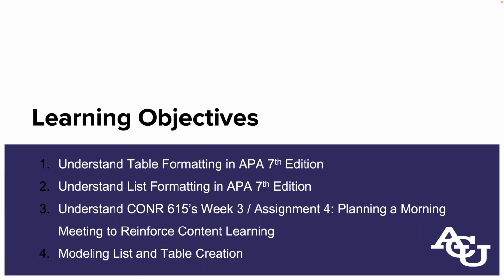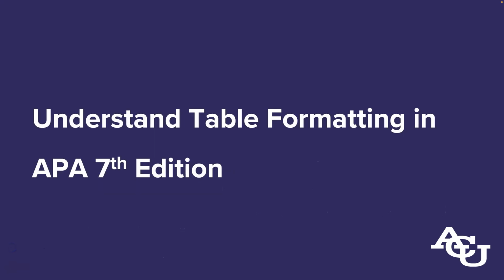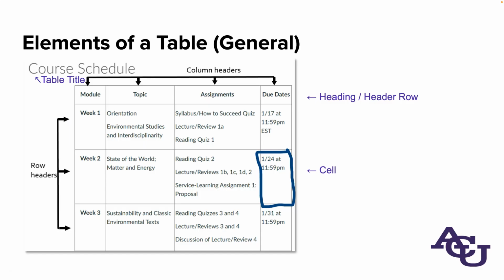So we are going to be looking at a couple things today, starting with what do tables look like in APA 7th edition? How do lists look in APA 7th edition? Looking at an assignment that requires you to gather some information where list or table formatting might be very helpful, and to model that in practice. So with that in mind, let's just dive right in. So table formatting in APA style.